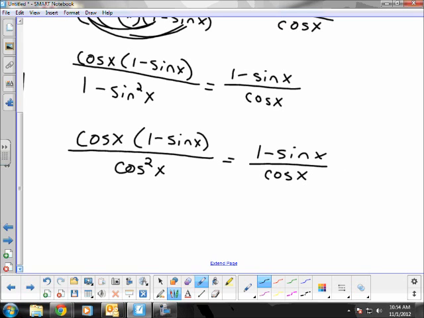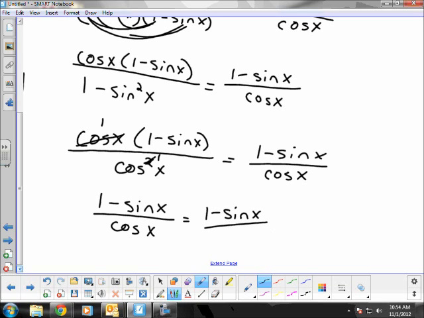Now what can I do? Well, it's already factored out. I got a cosine in the top and a cosine in the bottom. Can I not reduce that out? Right? Because cosine squared means I got cosine times cosine, right? So one of the cosines on the bottom and one on the top turn into 1s, and so I'm left with 1 minus the sine of x over the cosine of x. Sorry. And they equal, and we're done.